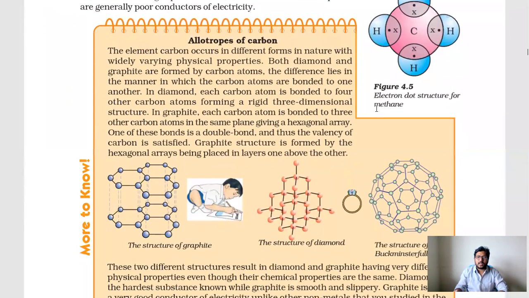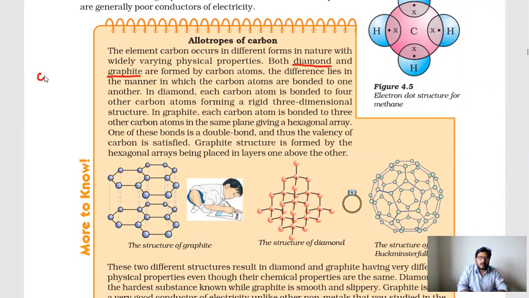Next we have a concept, allotropes. What is meant by allotrope? If one element is obtained in different forms. The element carbon occurs in different forms in nature with widely varying physical properties. Both diamond and graphite are formed by carbon atoms. The difference lies in the manner in which carbon atoms are bonded to one another.